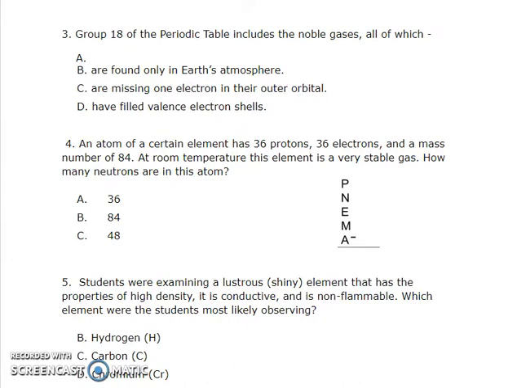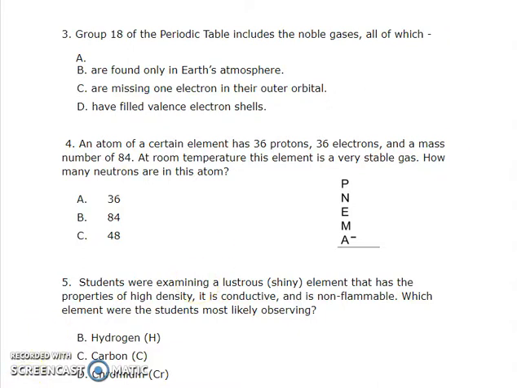Number 3. Group 18 of the periodic table includes the noble gases, all of which, B, are found only in Earth's atmosphere, C, are missing 1 electron in their outer orbital, D, have filled valence electron shells.